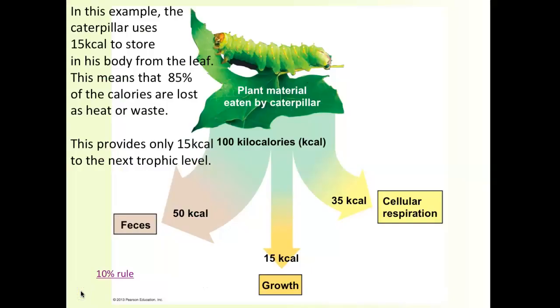In this example, the caterpillar uses 15 kilocalories to store in his body from the leaf. This means that 85% of the calories are lost as heat or as waste. So when the caterpillar is feeding on this primary trophic level, the producer, of the amount of calories in this leaf, only 10% approximately will be stored and found in the caterpillar. Where did the other 90% go?